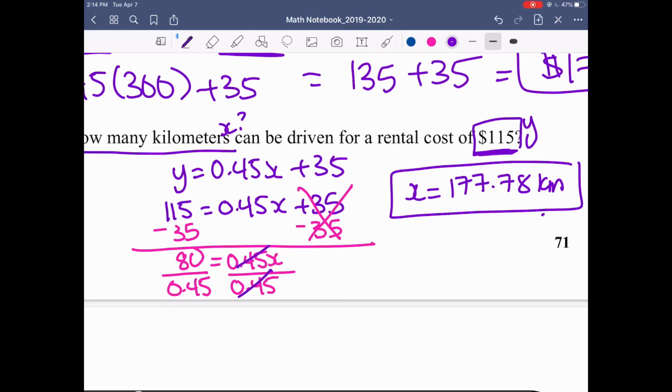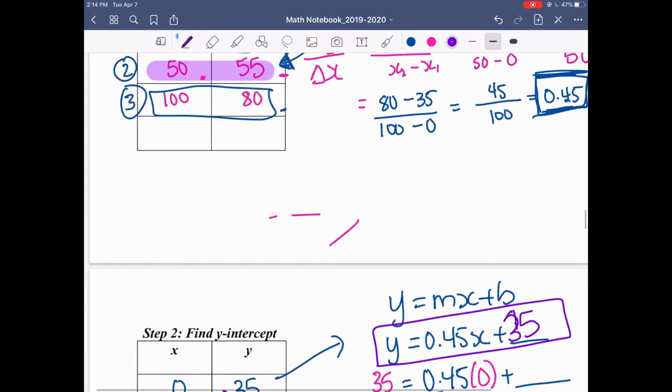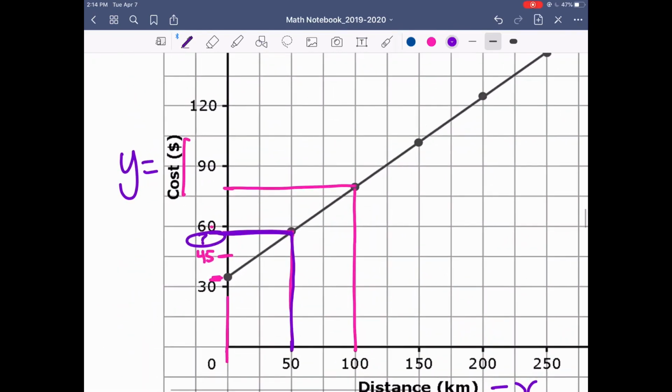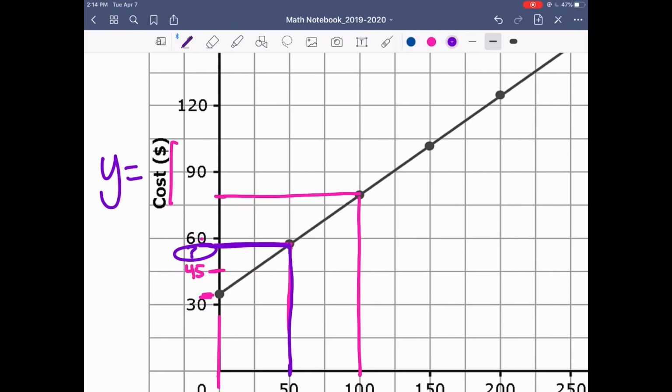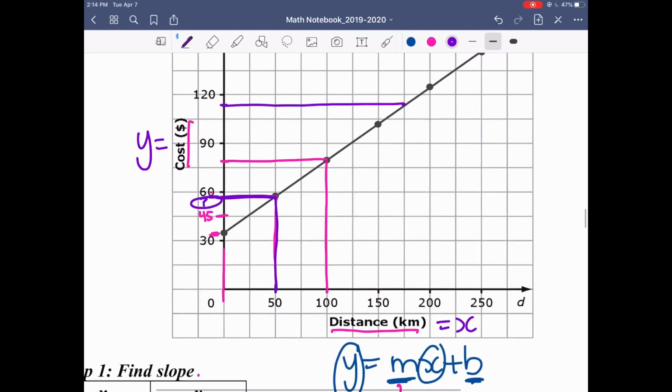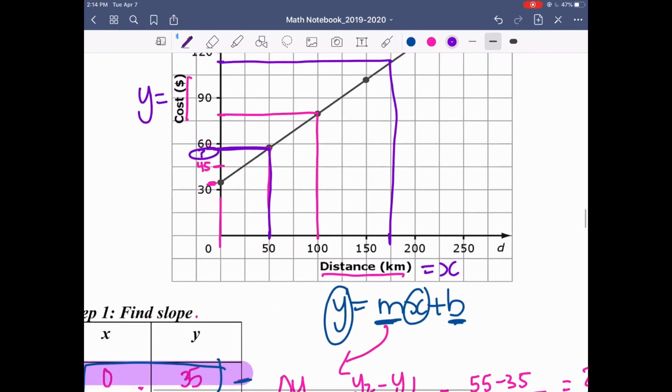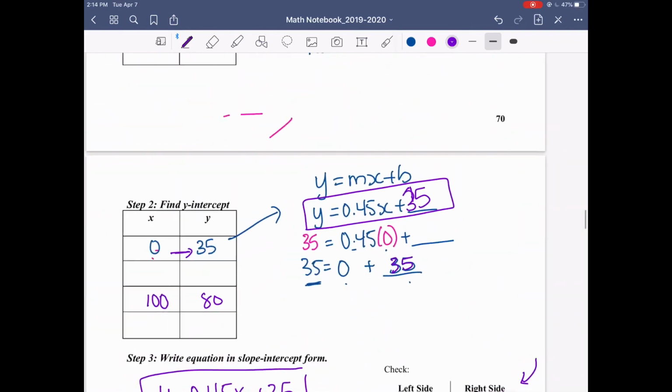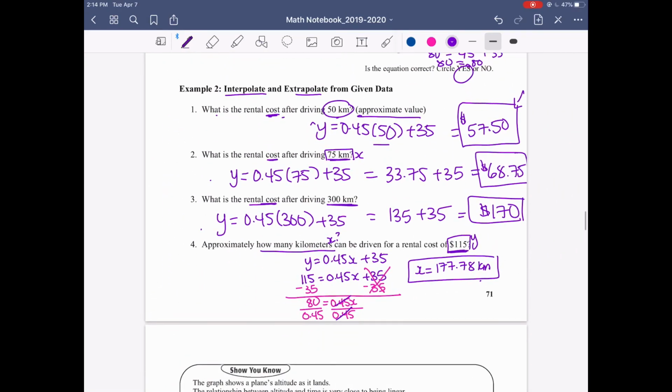We can check if this is accurate. Like if you go to your graph and you look at around where 115 would be, I'd say maybe around here, and you go to your graph and you click it. We said it's around 177, which makes sense that that's the value right there. So you can always go back to the graph to check if you're on the right track.